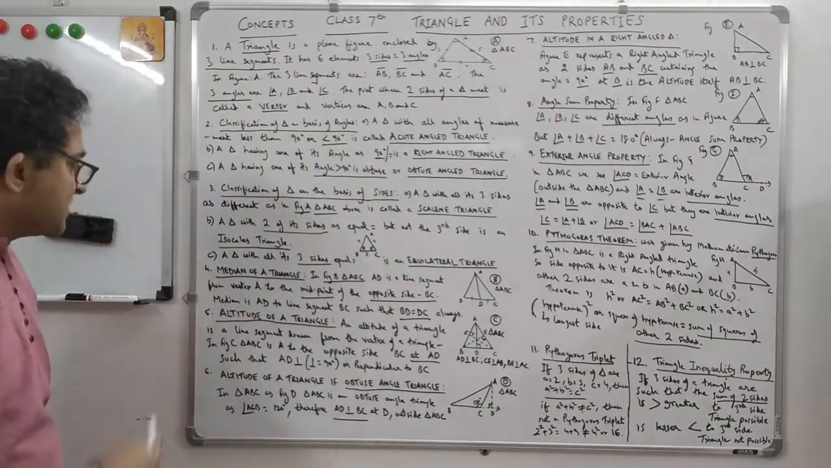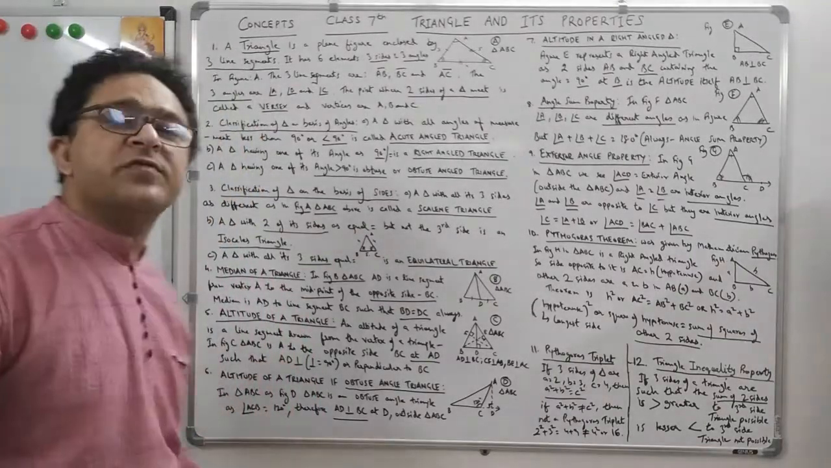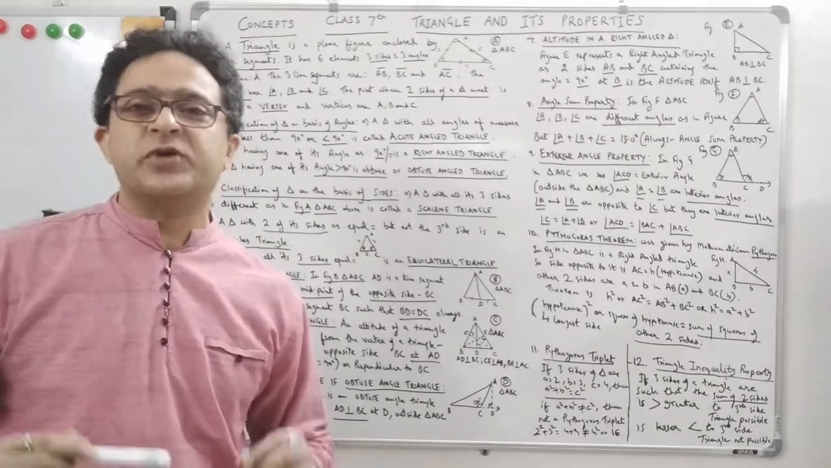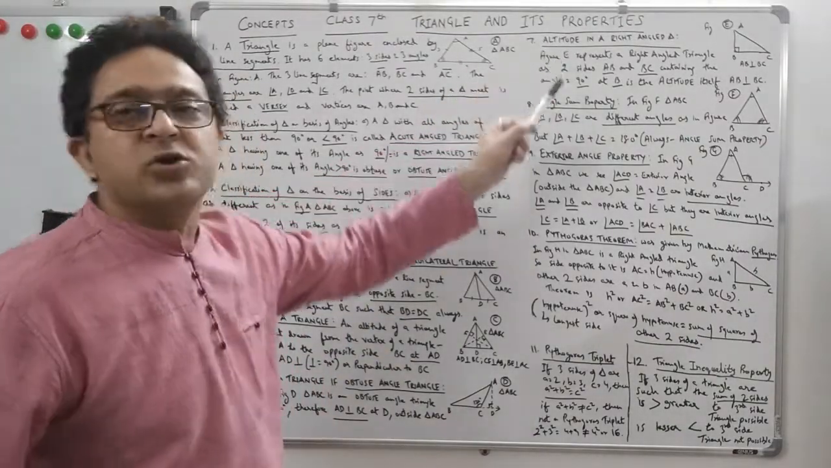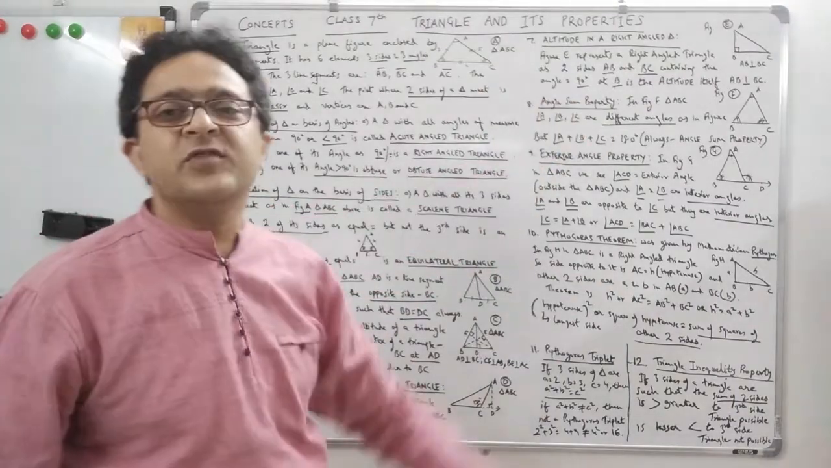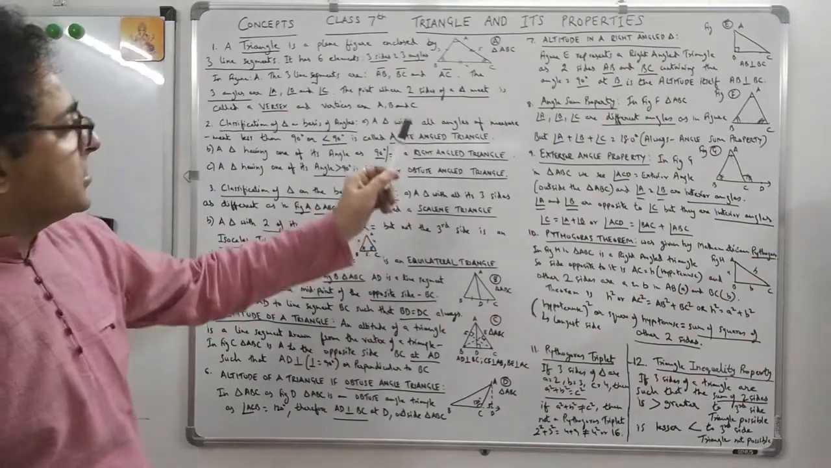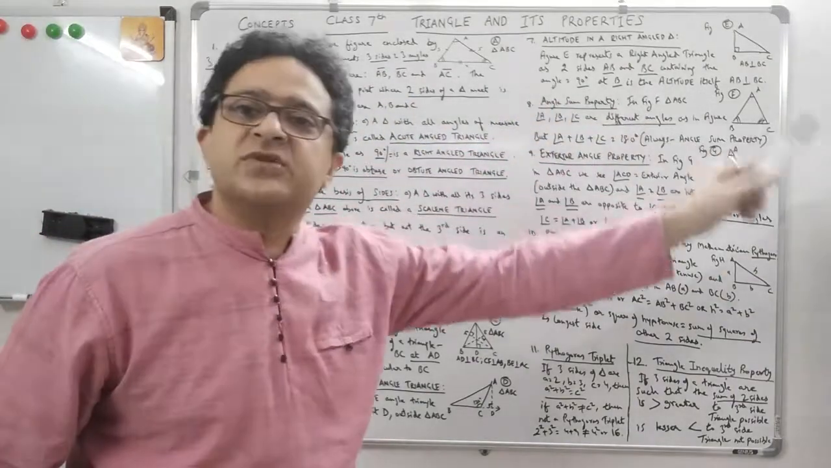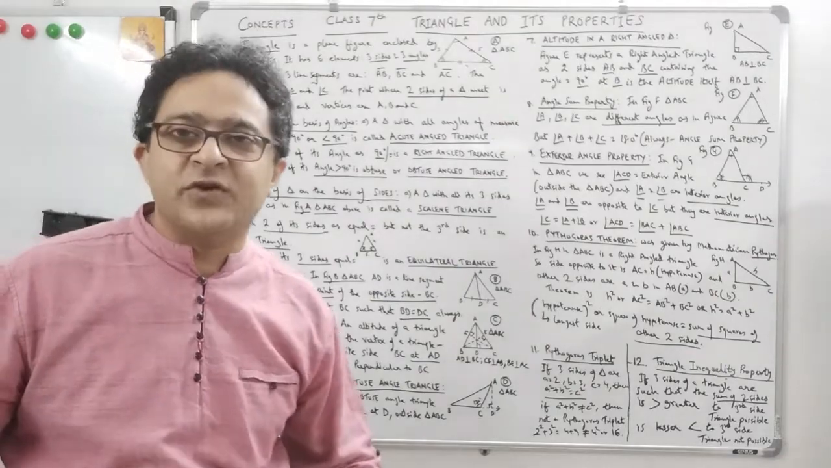Then fifth, we'll discuss what is the altitude of a triangle. Then we'll discuss altitude of a triangle if the triangle is obtuse. Then the seventh point is altitude of a right angle triangle. I'll tell you what is a right angle triangle and its altitude. And there are figures next to the concepts, which will make things very clear for you.